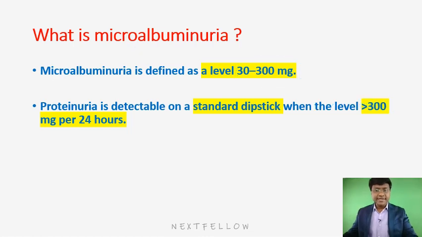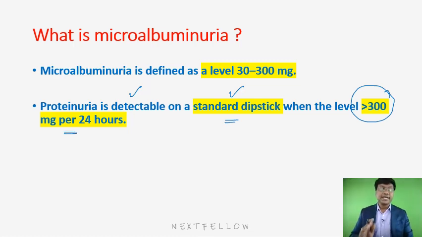And how will you test for proteinuria? The testing of proteinuria is done on a standard dipstick test. This standard dipstick test can detect proteinuria when the level is more than 300 milligrams per 24 hours. Microalbuminuria is only 30 to 300, but your dipstick test will detect proteinuria when the quantity is more than 300 milligrams per 24 hours. That means your dipstick test does not diagnose microalbuminuria.